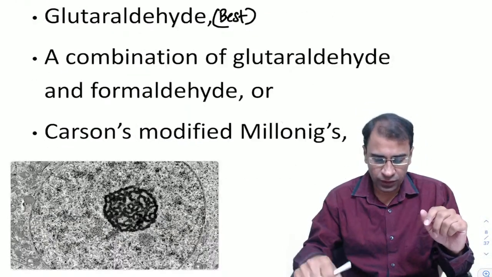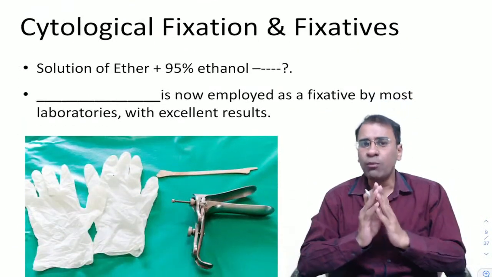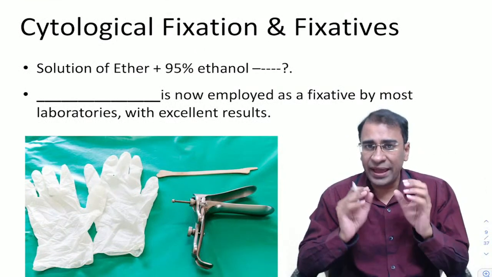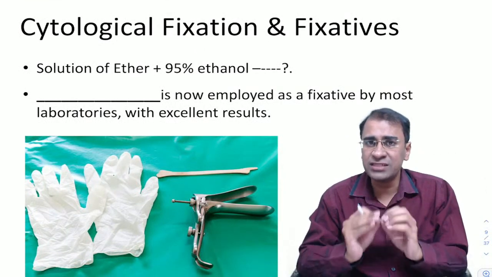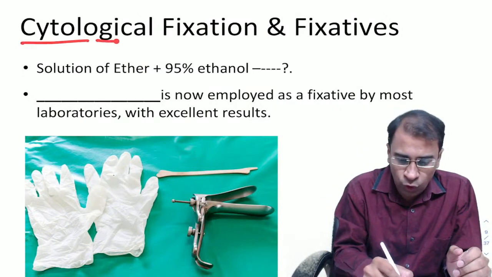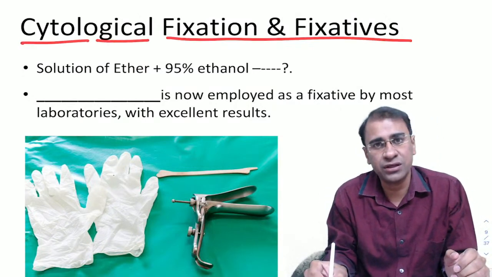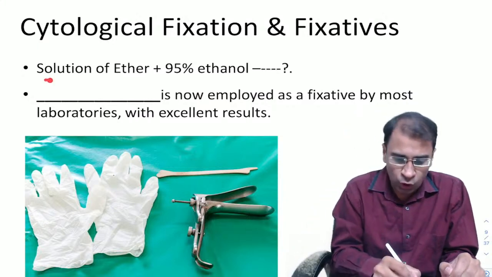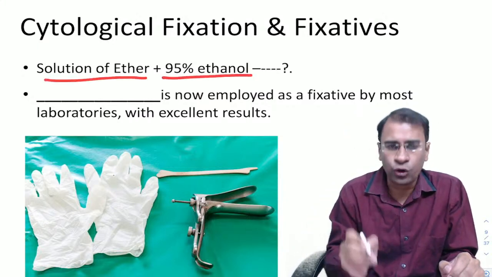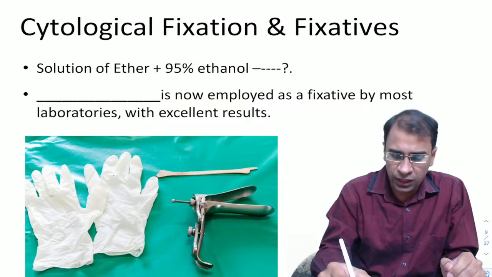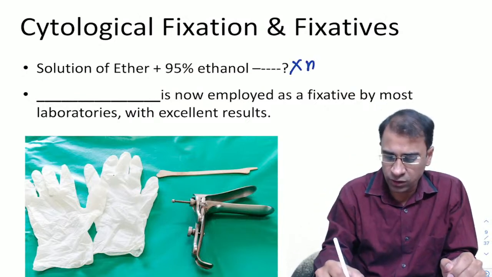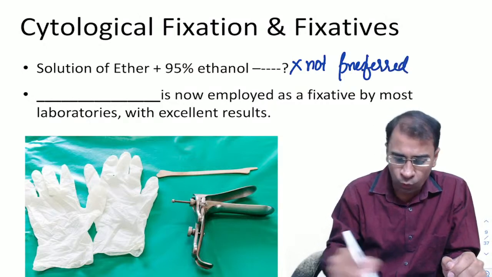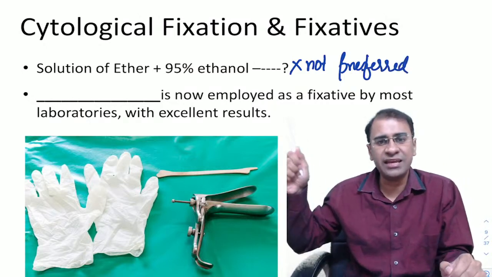Okay, sure. Now, there's one more fixation which often fixes not tissue but cells. So any fixative fluid which fixes a cell is called a cytological fixative. Okay, it will fix the cell. A solution of ether and 95% ethanol was used, but this one is no longer preferred. It's not preferred nowadays. So do you know what is the preference nowadays? Any idea about this question?